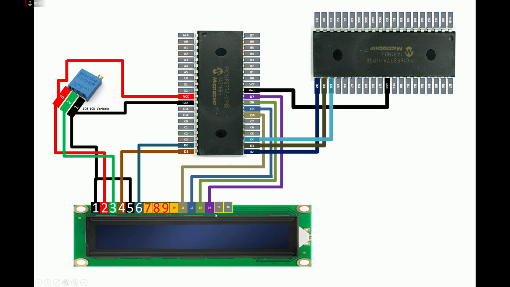Now these 2 pins, pin number 15 and 16, are for the LCD backlight. You just have to power up the LCD backlight using 15 as the power, 16 as the ground. 5 volts from pin 15 goes to the LED, and pin number 16 is the ground. Now the LED backlight of the LCD is also connected. In this way our connections are completed.